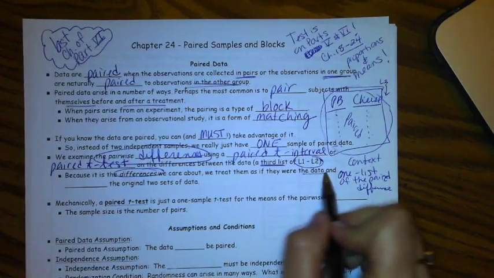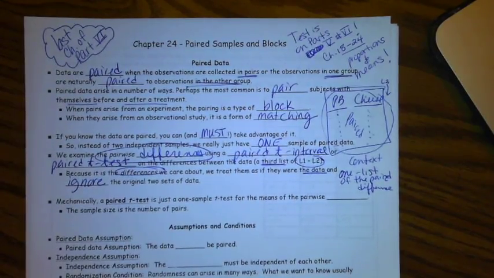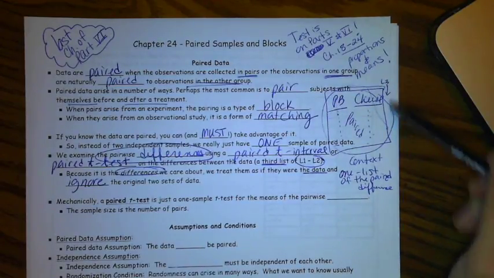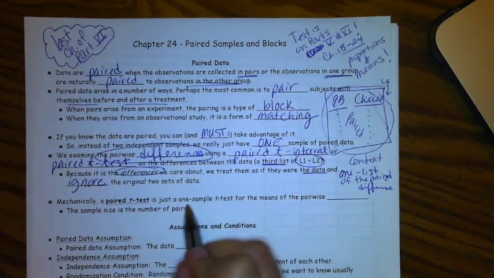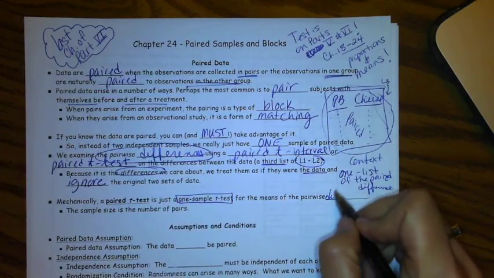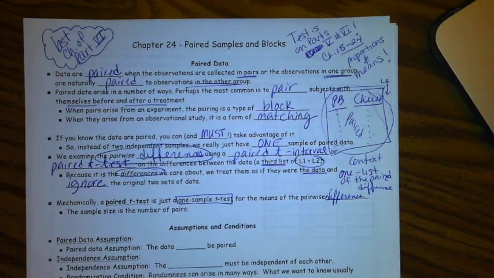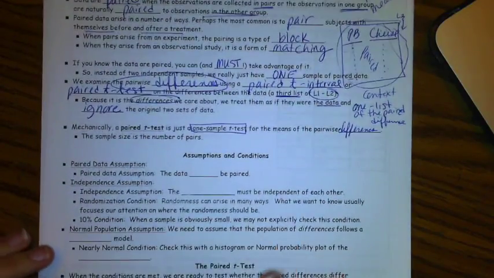The differences are the data. And we are going to ignore the original two sets of data. So once I get this third list of the differences, I can actually delete these from my calculator. I'm only interested in the one list. So mechanically, a paired t-test is just a one sample t-test for the means of the pairwise differences. The sample size is the number of pairs. We don't call it a one sample t-test, we call it a paired t-test, but mechanically in our calculator, we're just going to be doing a one sample t-test in our calculator.